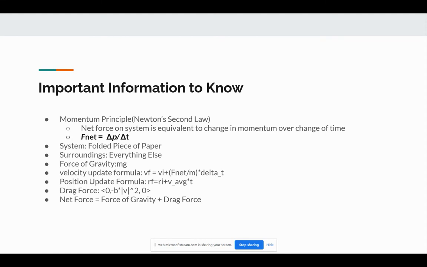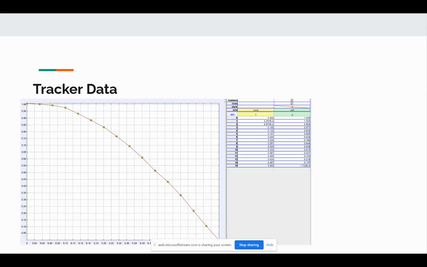And also the position update formula, which states that the final position is equal to initial position plus the average velocity times delta T. Other things we need to know: the system will be the folded piece of paper, and the surroundings will be everything else. We need to know the force of gravity, which is mass times the acceleration due to gravity, 9.8, and also the drag force. The net force will be the force of gravity plus the drag force.